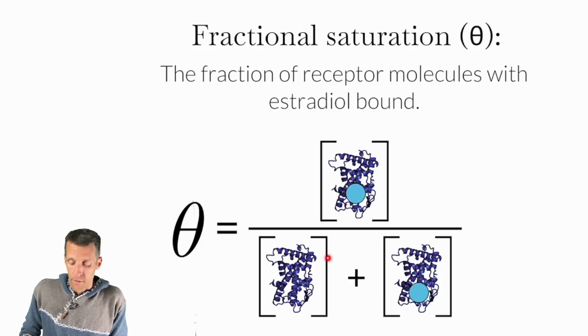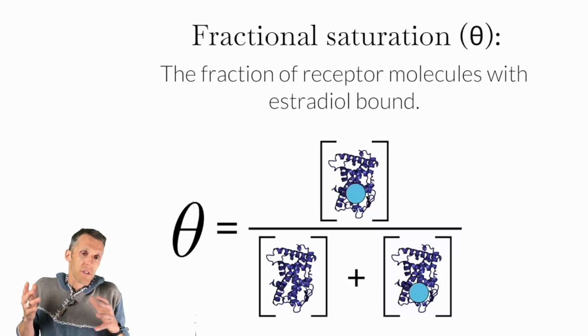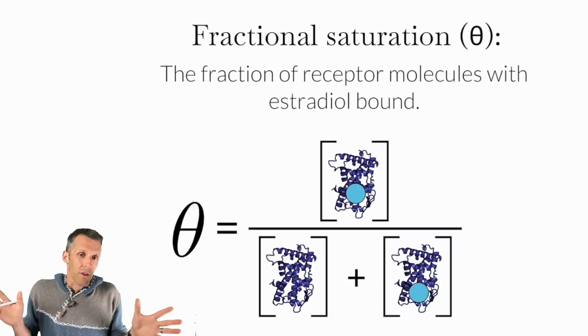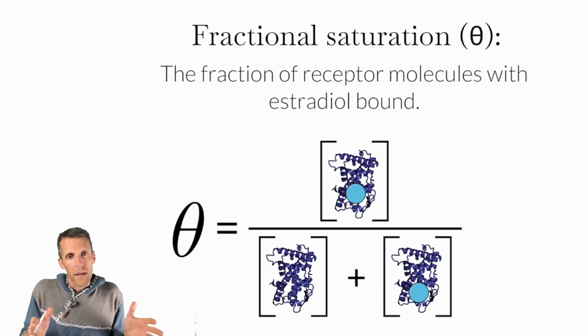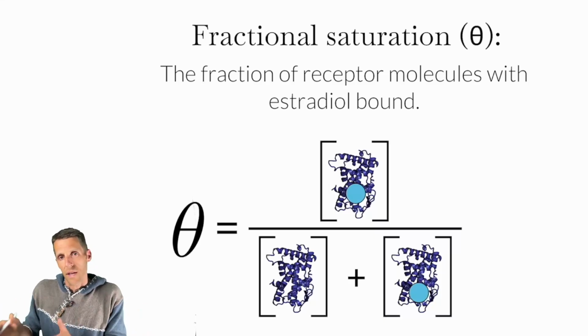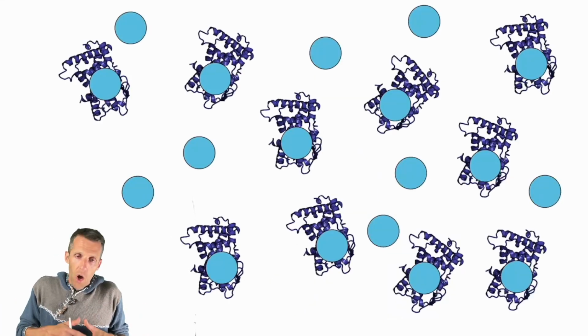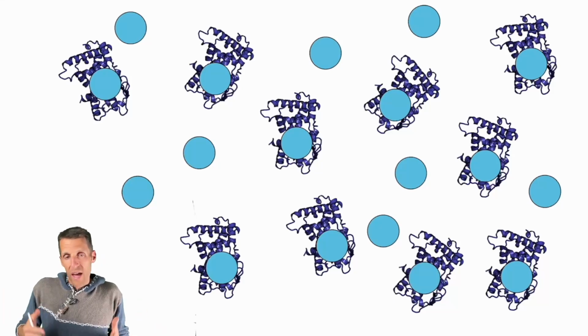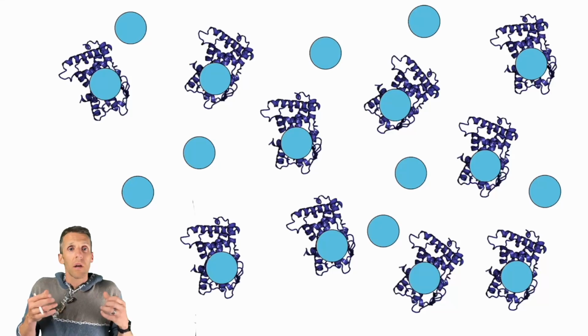Now, just a side note, I'm going to be using theta for this. There's a couple of different symbols that occur in the field, but I find theta is the most useful, and I'm going to use it across all of my content. So theta, when I use it, is always going to be fractional saturation. Okay, so here's our molecules. Again, we can see our fractional saturation is 1. Every single estrogen receptor has an estradiol bound.